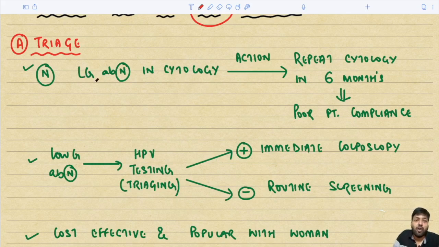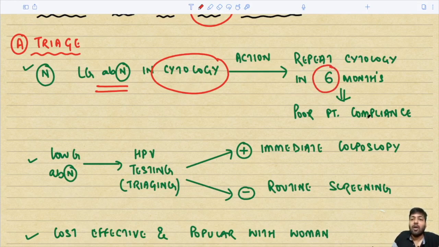Normally, whenever you detect any low grade abnormality in the cytology, the next mode of action is that you repeat cytology in 6 months. So there is surveillance, and every 6 months you have to repeat the cytology. But what is seen is that there is very poor patient compliance. Those who are detected with low grade abnormality in cytology do not turn up after 6 months. As a result, the patient is lost to follow up.